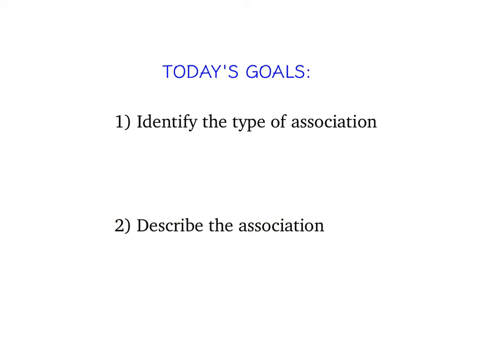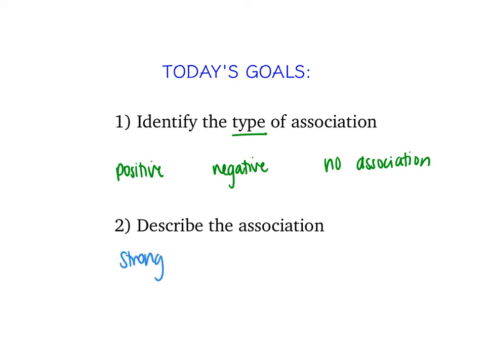So in summary, kind of the goals today would be to first identify the type of association. And when we're saying type, we're saying things like it's positive, negative, or there isn't one. From there, you're then going to work to describe the association. So you could say it's strong or it's weak. And you could also say if it's linear or nonlinear. Good luck.